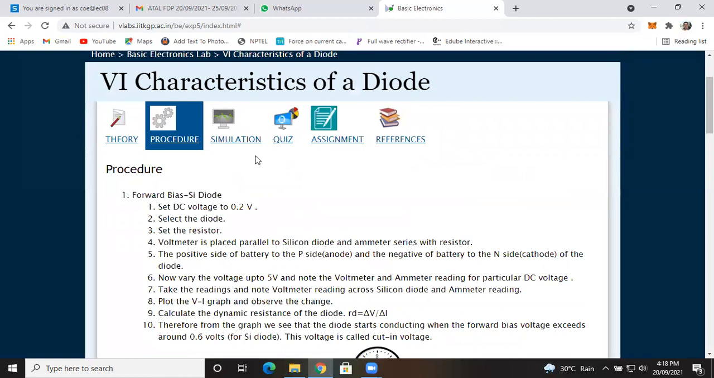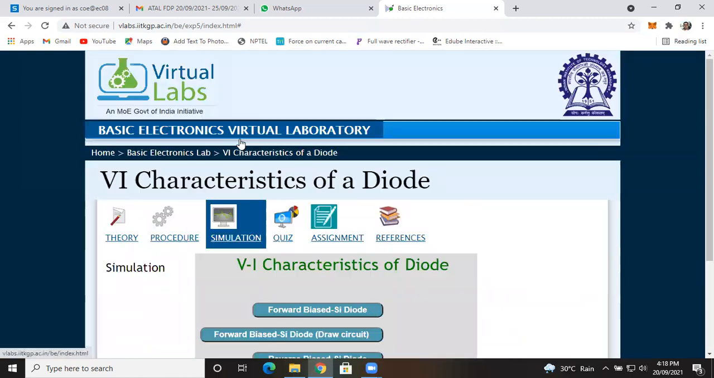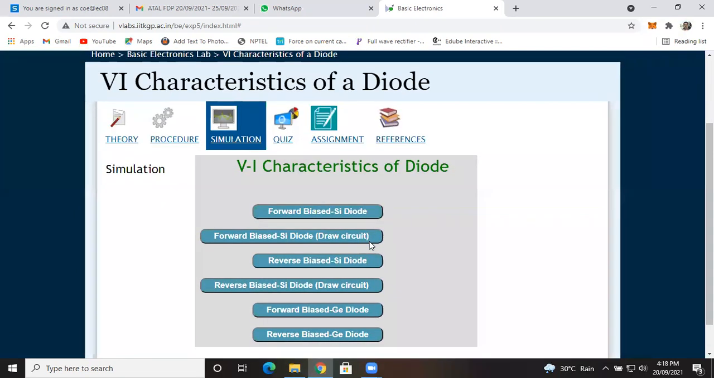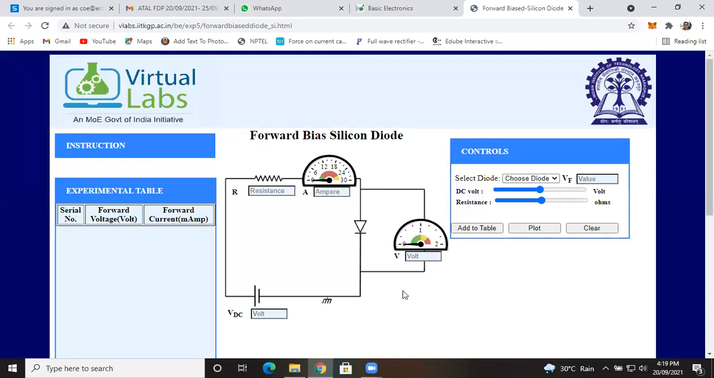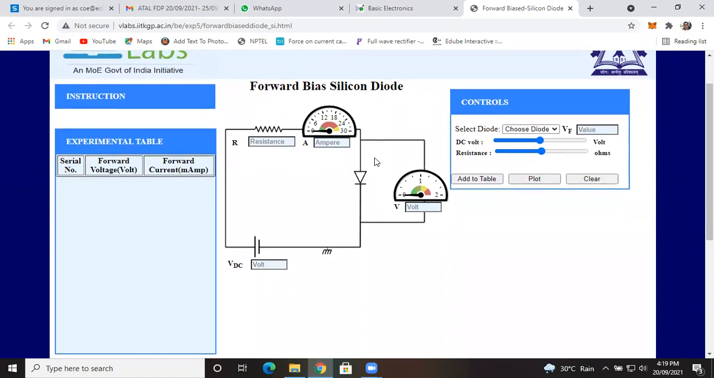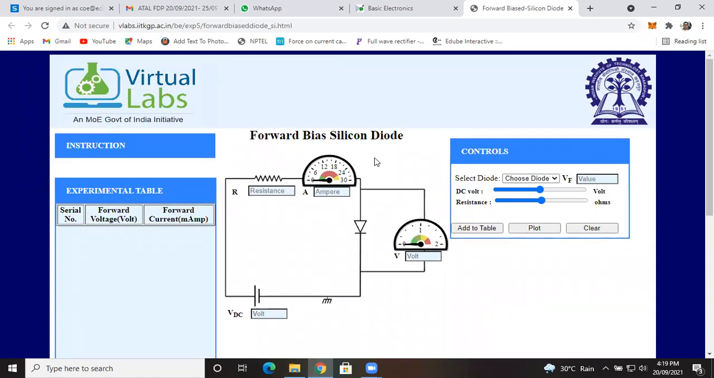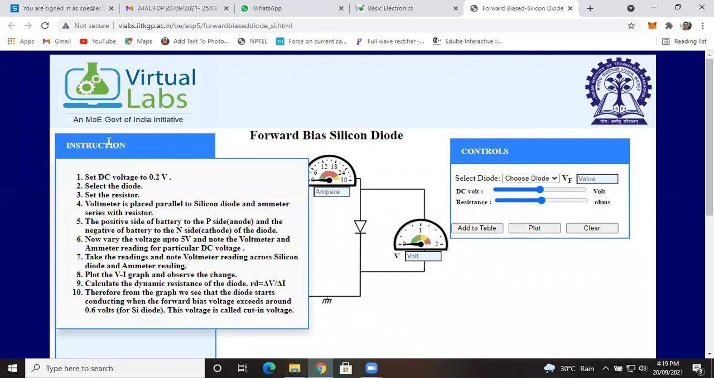Now I will directly show you the simulation here, to see how one PN junction diode works in forward bias as well as in reverse bias. Let me show you the forward bias silicon diode. If you click on the simulation part, you will observe this window. Here in this window there are four things. One is the instruction.